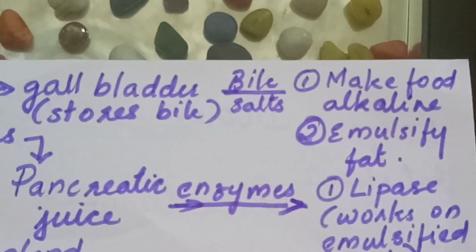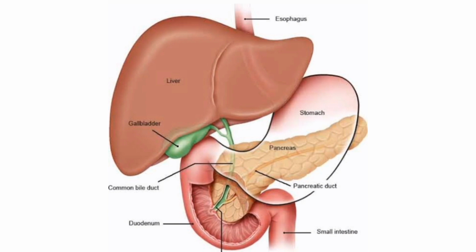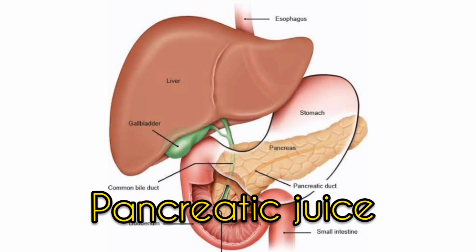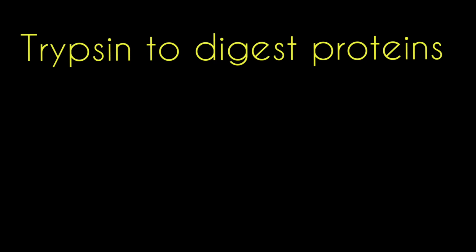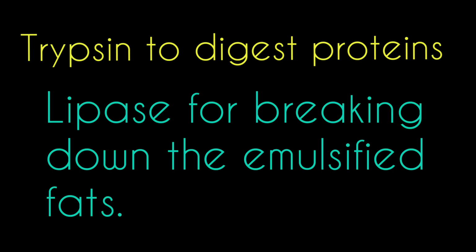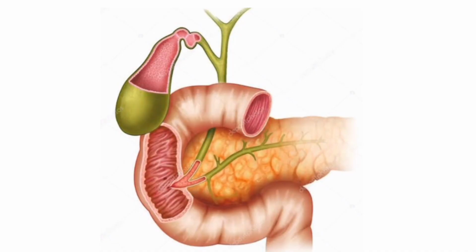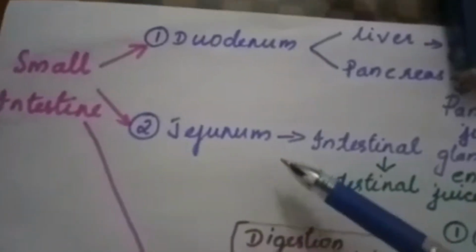The second digestive gland attached to the duodenum is the pancreas. It is the second largest gland in our body. It secretes pancreatic juice to help in digestion. This juice holds the enzyme trypsin to digest proteins and lipase for breaking down the emulsified fats. With this, the digestion of food in the duodenum is finished and the food moves to the jejunum. So digestion is completed here.